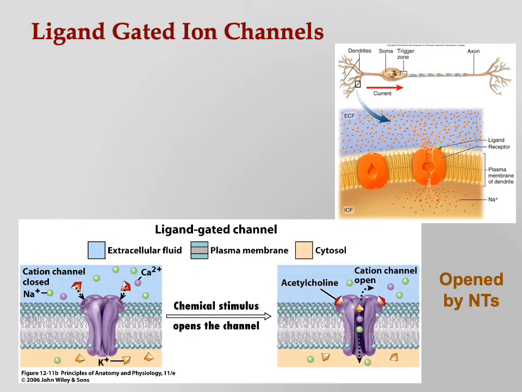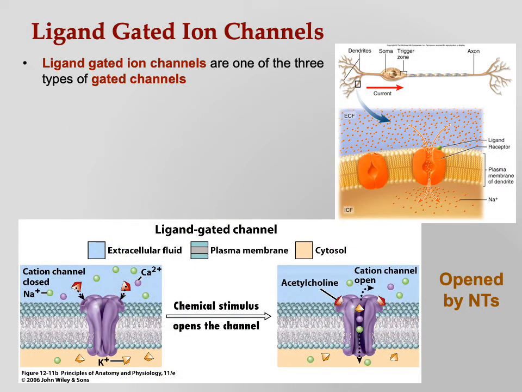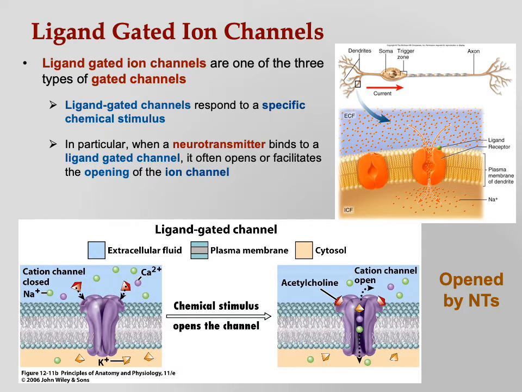In contrast, here is a ligand-gated channel. All right? So they're one of the three types. They are opened by a chemical stimulus, and for our purposes, it's going to be a neurotransmitter. So when a neurotransmitter binds to the receptor, which is part of the channel, it opens or it facilitates the opening of an ion channel.